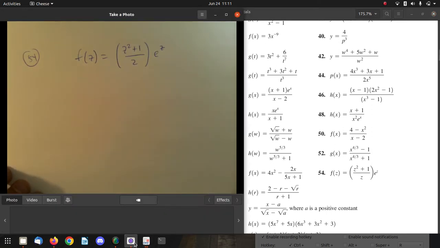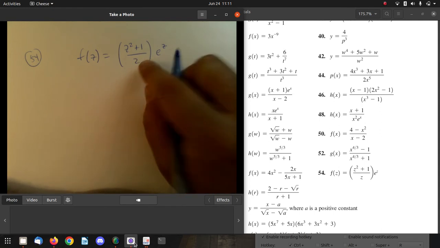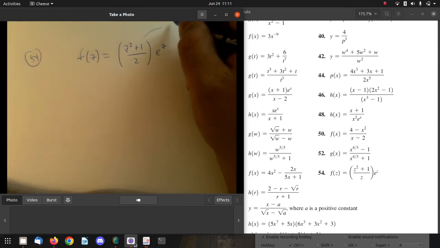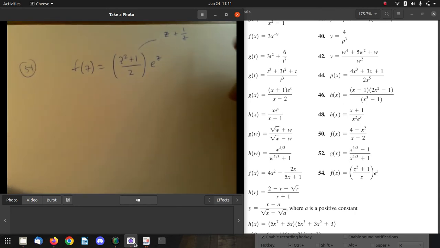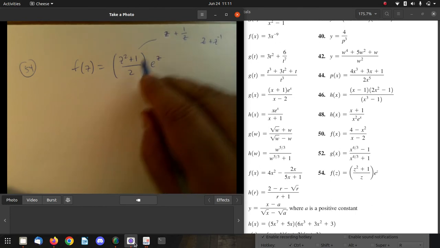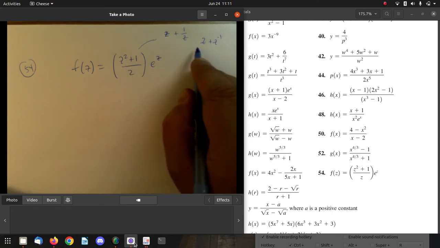And speaking of simplifying first, there are two different ways we could do this. It doesn't really simplify pretty, right? We could simplify this into z plus 1 over z, right? Wouldn't it simplify into that? And then that would be z plus z to the negative 1. So that's one way we could do that. I could simplify that into this, and that might help.